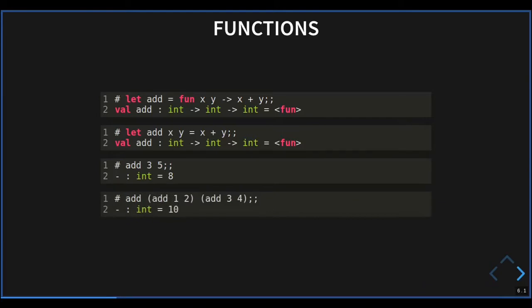And here's a more complicated example where each of the arguments to the add function is itself the result of evaluation of another function. And we see that the parentheses are used to group statements rather than surround the arguments. So in this case, the first argument to the add function is the result of applying the add function to parameters 1 and 2. And the second argument is the result of evaluating this function for arguments 3 and 4.